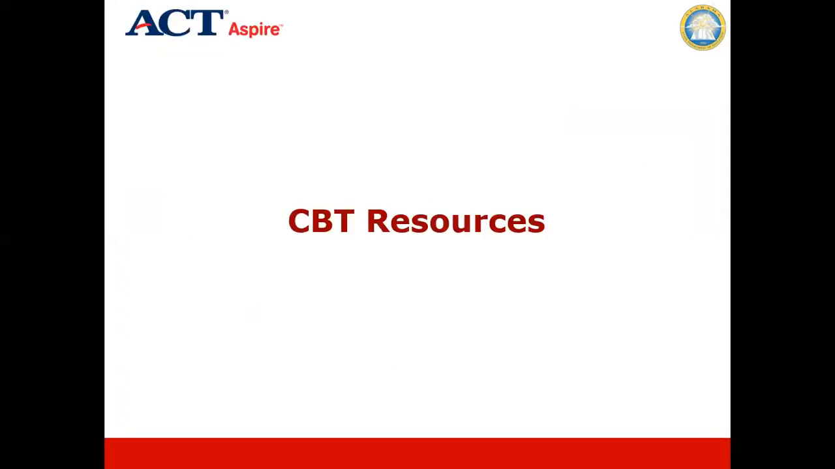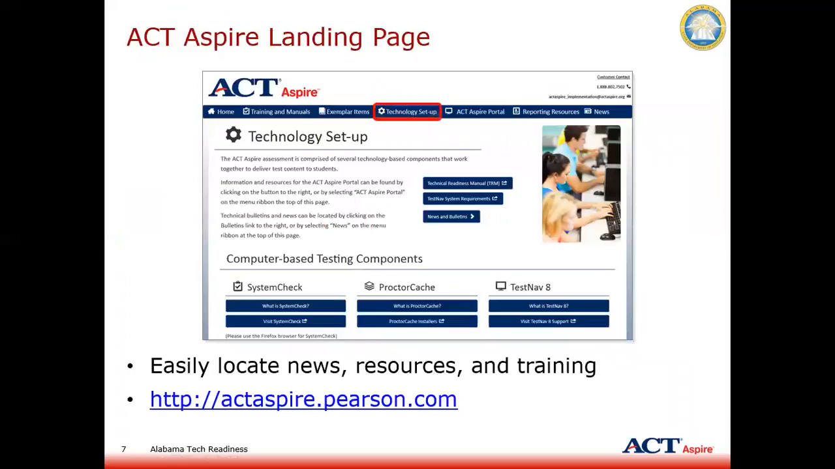So let's begin with your computer-based testing resources. The first place, and really one of your main resources that you're going to use, should be the ACT Aspire landing page. And you can find that at actaspire.pearson.com, and then go to the Technology Setup tab. So the landing page is intended to be kind of your one-stop shop for all of your ACT Aspire information, and has the resources or links to the resources that you need. So here on the Tech Setup page, this is where you'll find all of the major technology documents, quick explanations of the different computer-based testing components, links to installers, and really everything you need to get you pointed, hopefully, in the right direction.